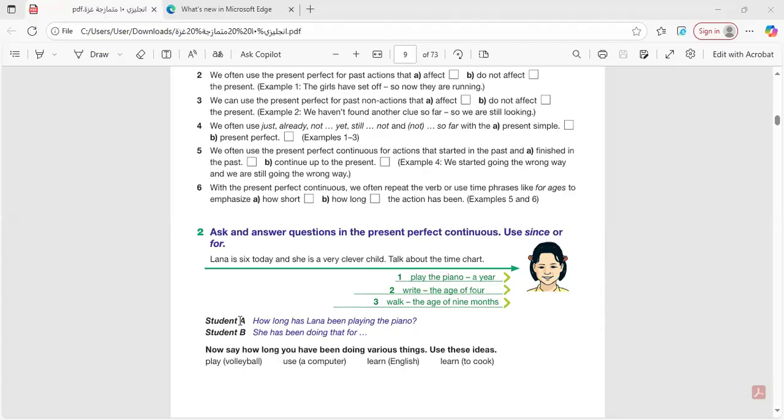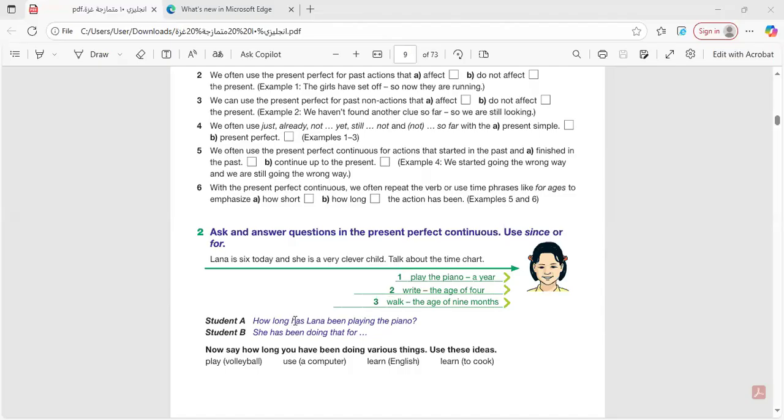Okay, student A, how long has Lana been playing the piano? How long? So this is the question. How long has Lana been playing the piano? She has been doing that for what? For a year. For a year. Okay. So you see here, guys, how we use the present perfect continuous in a question and how we use it in an answer. So let's go and talk about number 2.